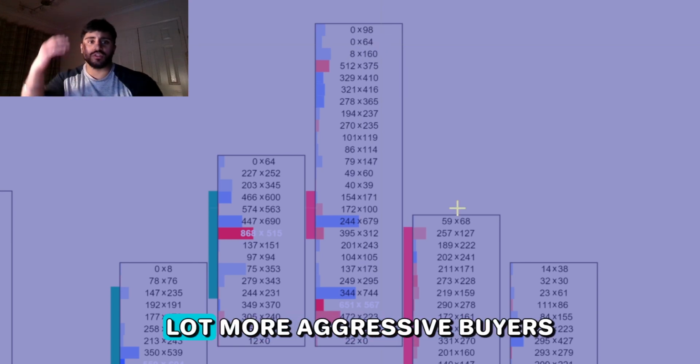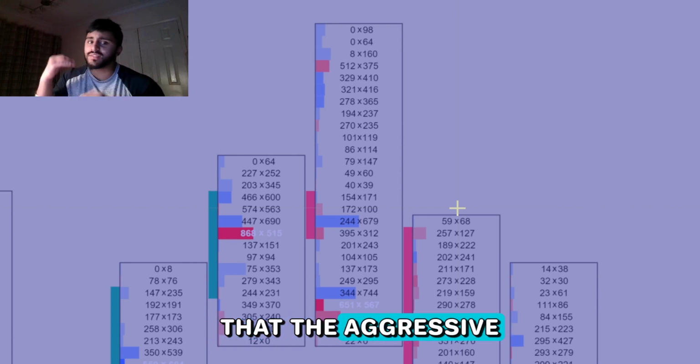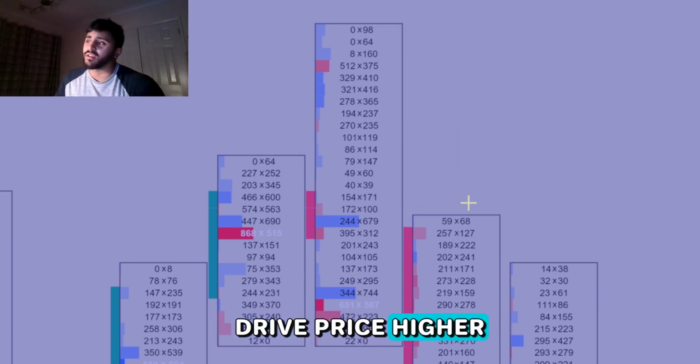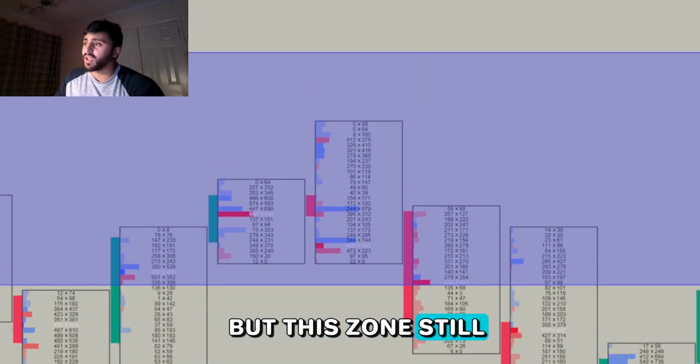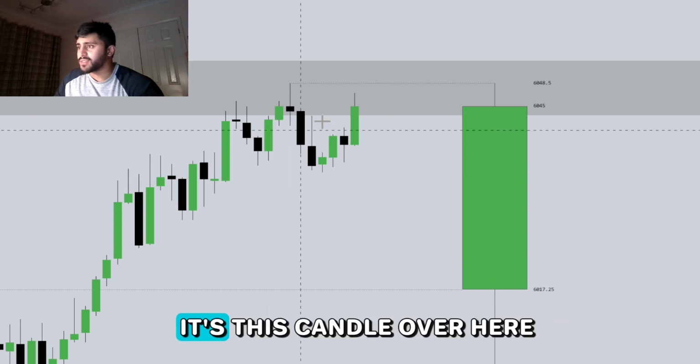So when you see a lot more aggressive buyers and sellers, what this indicates is that the aggressive buyers are trying to drive price higher, but this zone still held. The zone is all the way up here. When we go to the regular candlestick chart, it's this candle over here.